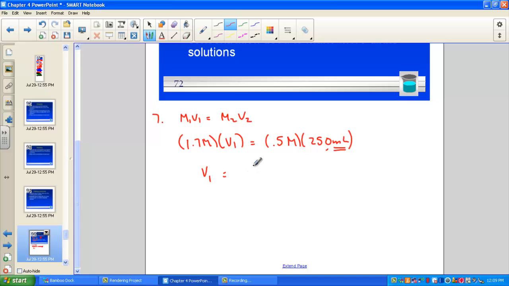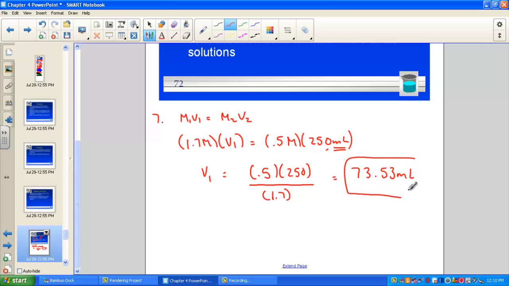So we'll hit V1 by simply taking 0.5 times 250 and divide that by 1.7. And let's hit that and see what we find. Our answer will come out in a milliliter. 0.5 times 250 divided by 1.7. And we find 73.53 milliliters. And it did not give us an identity of that solute, so we can't identify. So just a number and unit would be appropriate here.